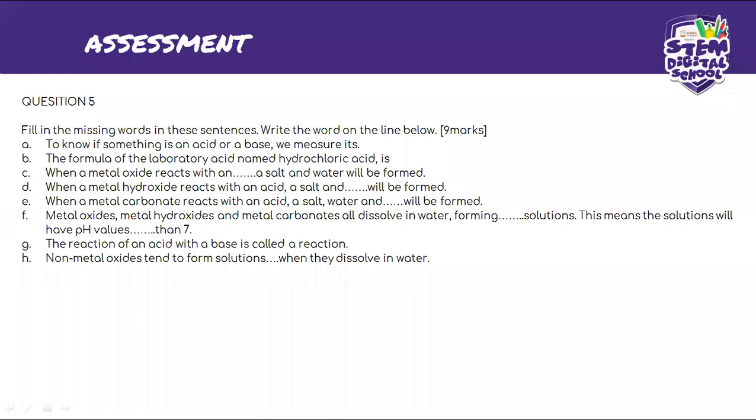Non-metal oxides tend to form solutions when they dissolve in water. Non-metal oxides tend to form solutions when they dissolve in water. Okay, that's great. So guys, are you ready to see your answers? I can see that most of you are correct except one or two.